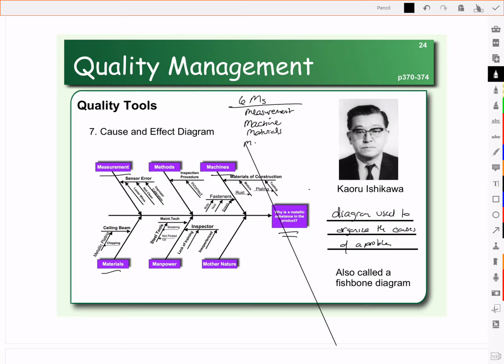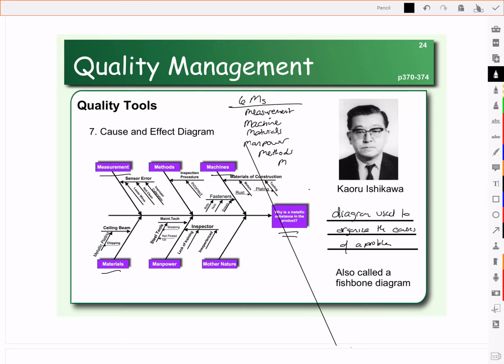Maybe it's related to manpower. Is there something that our workers are doing that could be causing the metallic substance? Is it the tools, the equipment they're using that's breaking? Is it poor or improper training that's leading to this? To look at our workers, we have to look at our methods. So we look at our process design. How are we making this product? Is that causing it? Is it the methods that we're using?